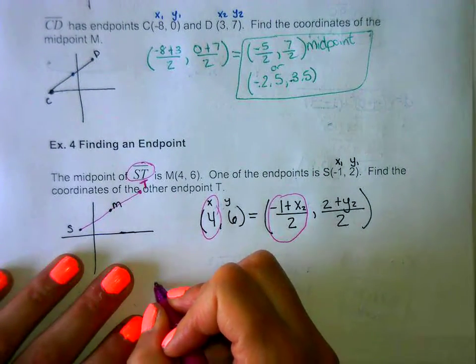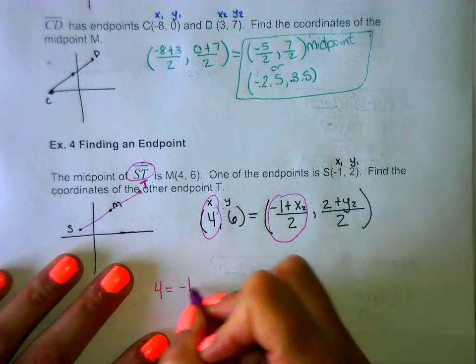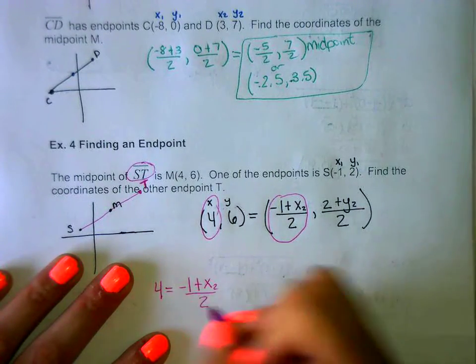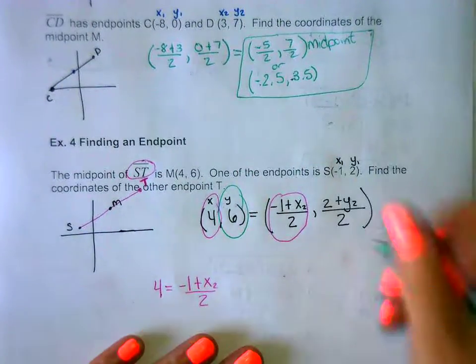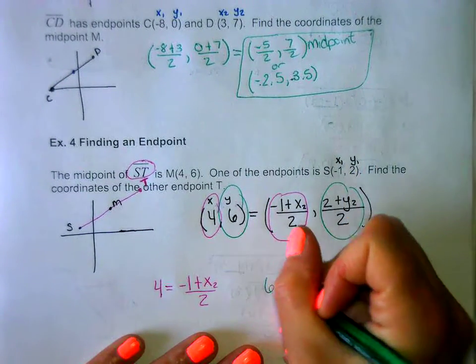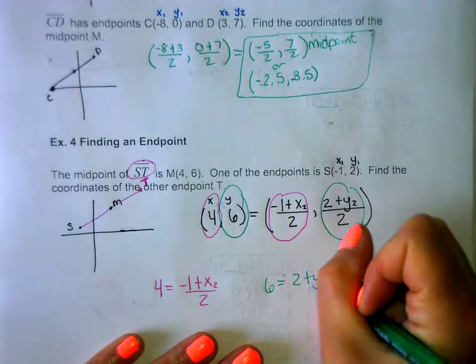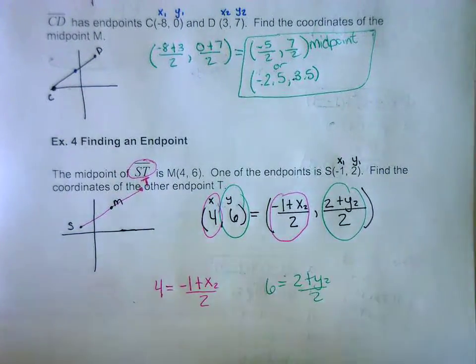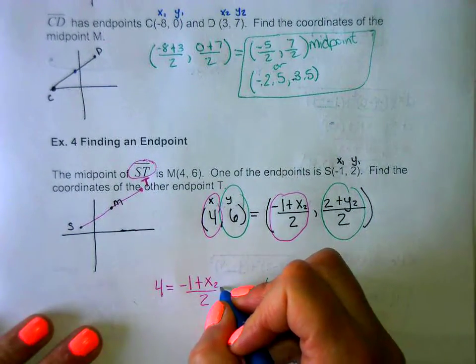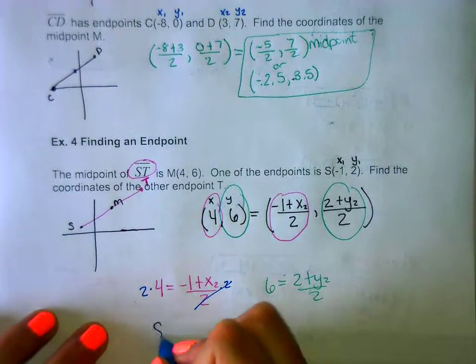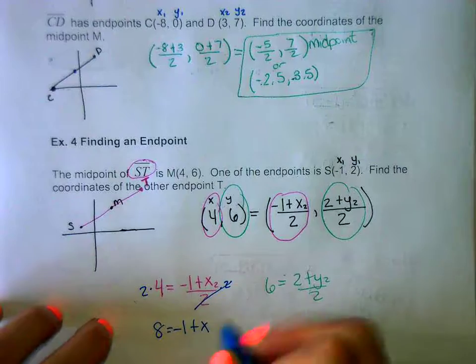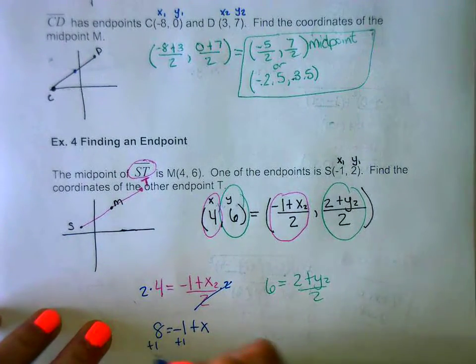So I know I have 4 should equal negative 1 plus x2 divided by 2. And I'm also going to have my y's. So I have 6 equals 2 plus y2 divided by 2. When we go to solve this, I'm going to first multiply both sides by 2 to cancel out my division of 2. So 8 equals negative 1 plus x. Then I'm going to add 1 to both sides.